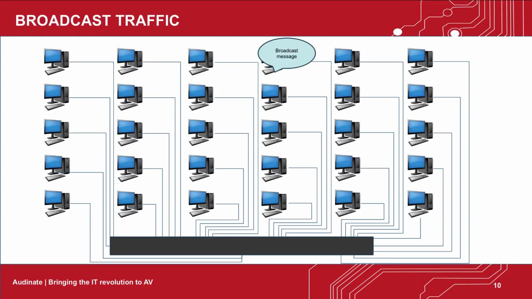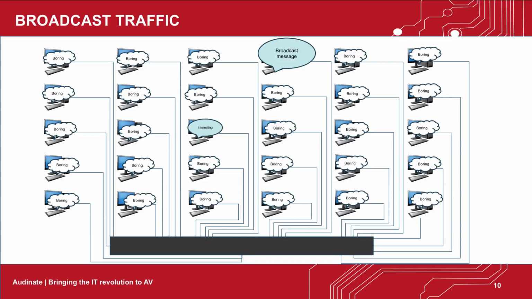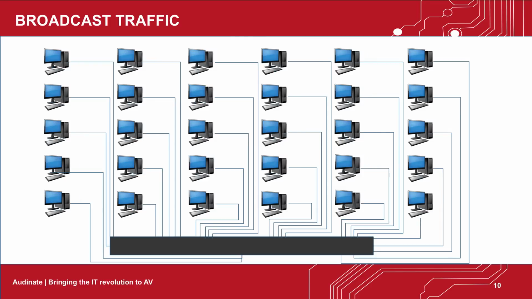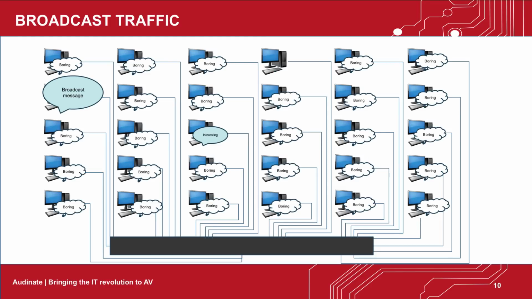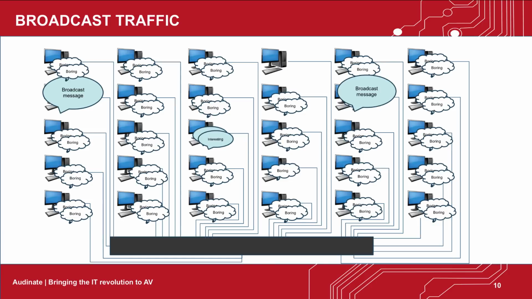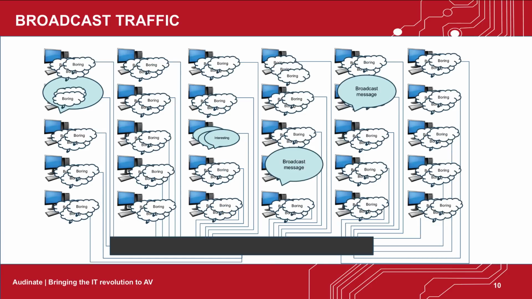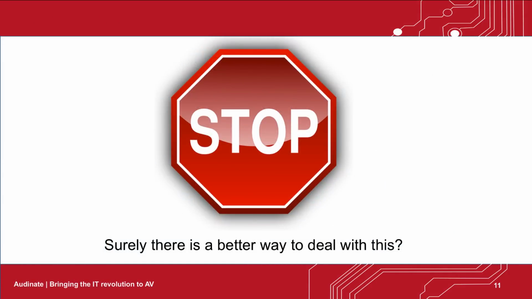A broadcast message is sent. All devices hear the message. One device responds and keeps listening while the rest hear and ignore the message. Now, a second device sends a message. All devices hear it. One listens while all others ignore that message. Now, another device sends a message and the same thing happens. Then another one. Now, surely there's a better way to do this.